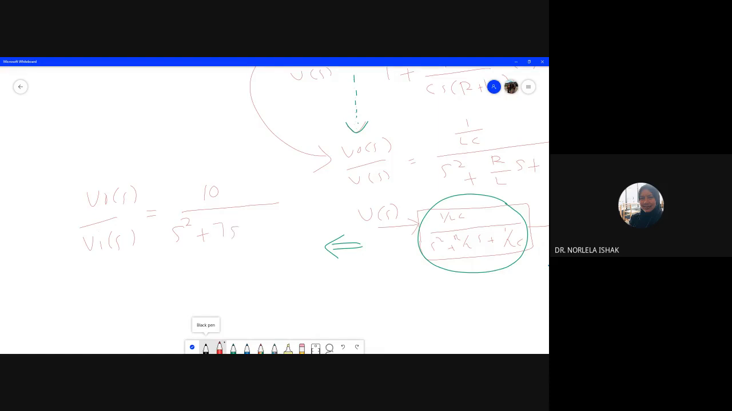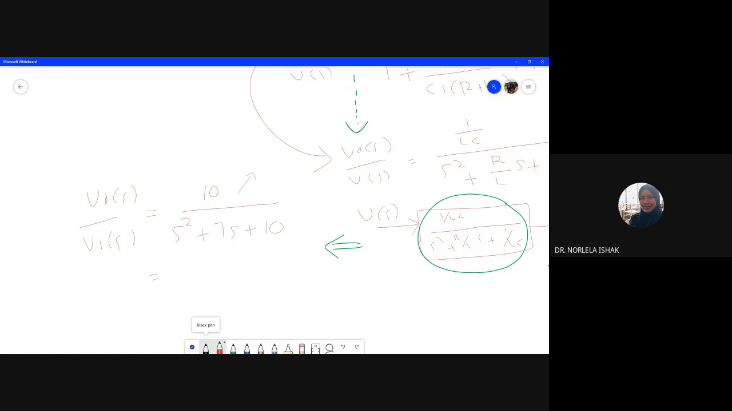Plus 7S plus 10. Okay, so this is second order. So meaning from here, how to define the stability?